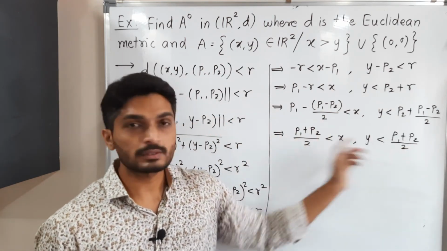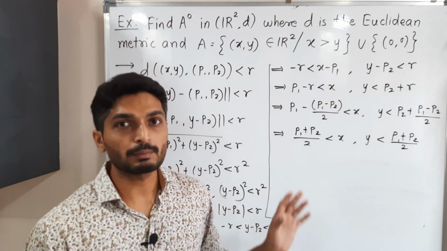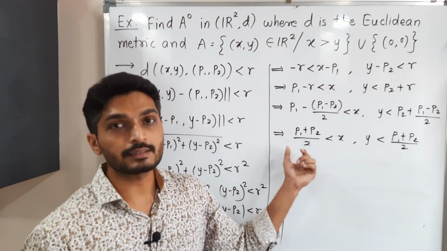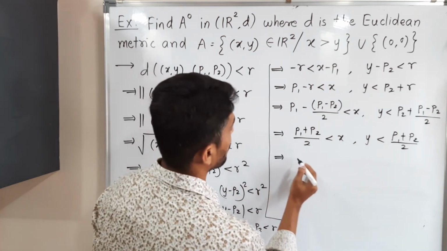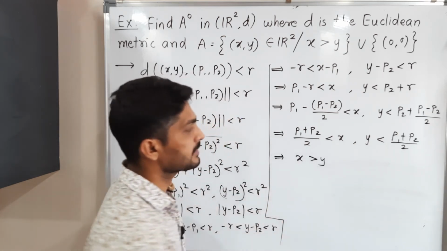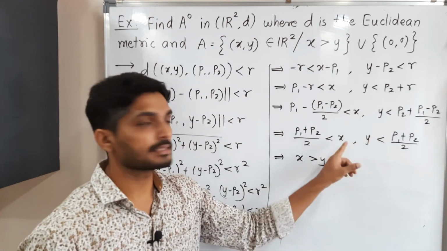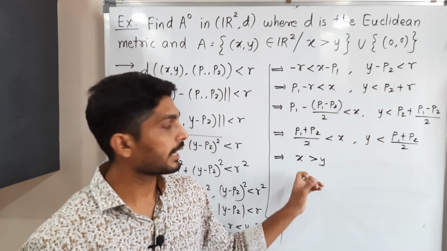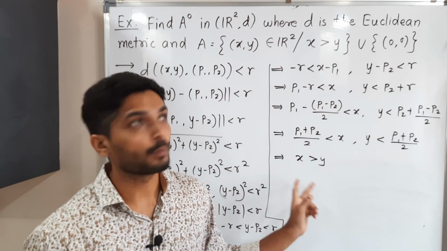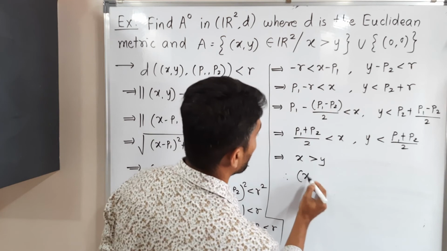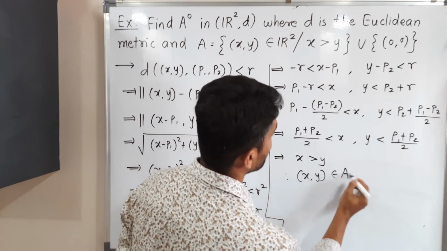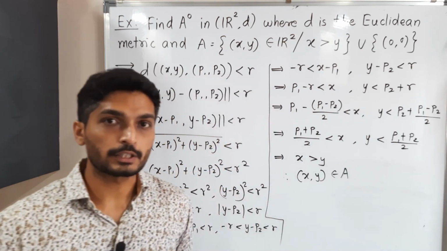So see, on both sides we have got the same number, (P1 plus P2) by 2. But here x is greater than this number, and y is less than that number. So that's why we can say x is greater than y. Its logic is simple: a less than b, b less than c, so a less than c. By that logic, I get x is greater than y. So this condition is satisfied. Therefore we can declare (x, y) belongs to A, since this point satisfies the condition of A.